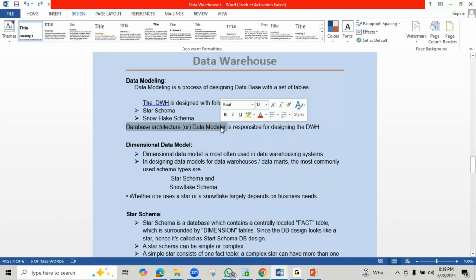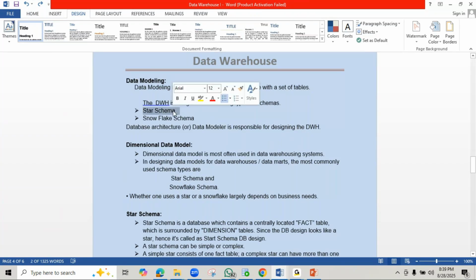Now the questions that arise: what is data modeling? In your project, which schema has been used? Have you ever designed the star schema or snowflake schema? If not, then who is responsible for the designing part? Why are you using the star schema? Why are you not using the snowflake schema?